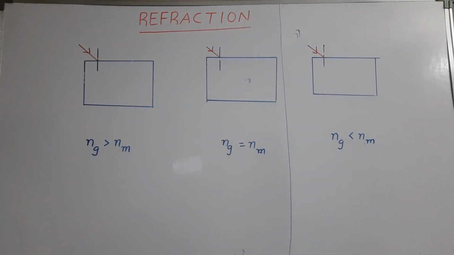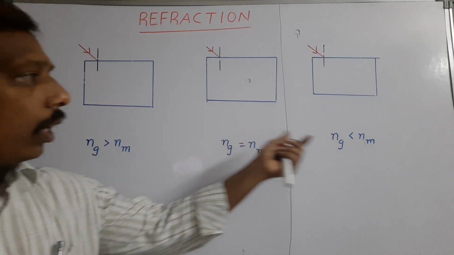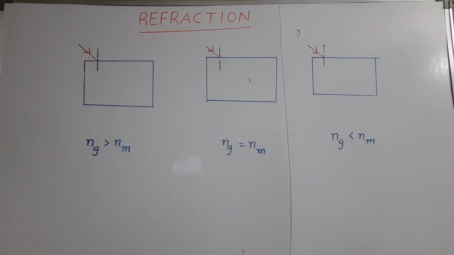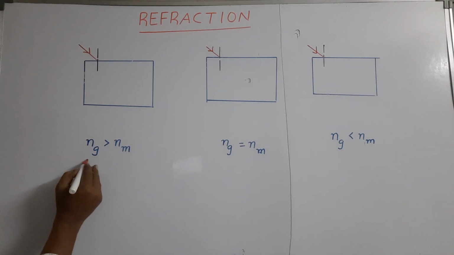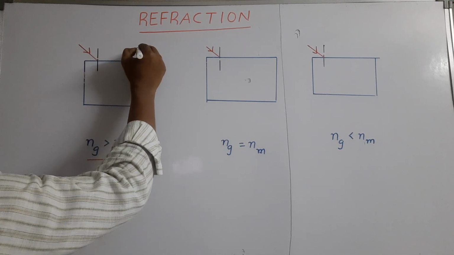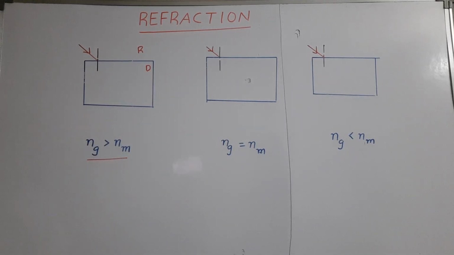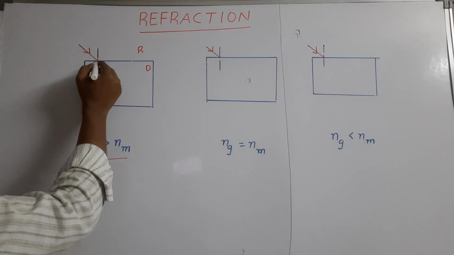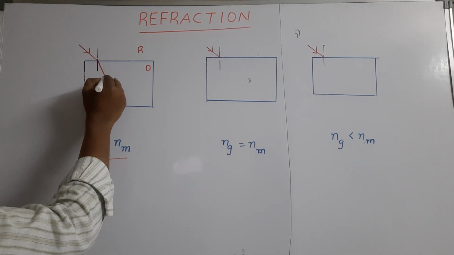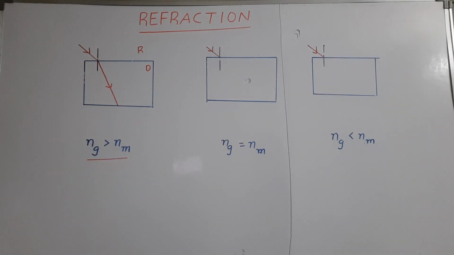Three cases. One is refractive index of glass is greater than refractive index of medium. Second one, both mediums are equal. And third one, refractive index of glass is less than the refractive index of medium. Here refractive index of glass is greater than the medium. So refractive index of glass is more means this medium acts as a denser medium, and the surrounding acts as a rarer medium. Light ray travels from rarer medium to denser medium, it bends toward the normal. So incident here, what happened? Again here we should draw one normal.